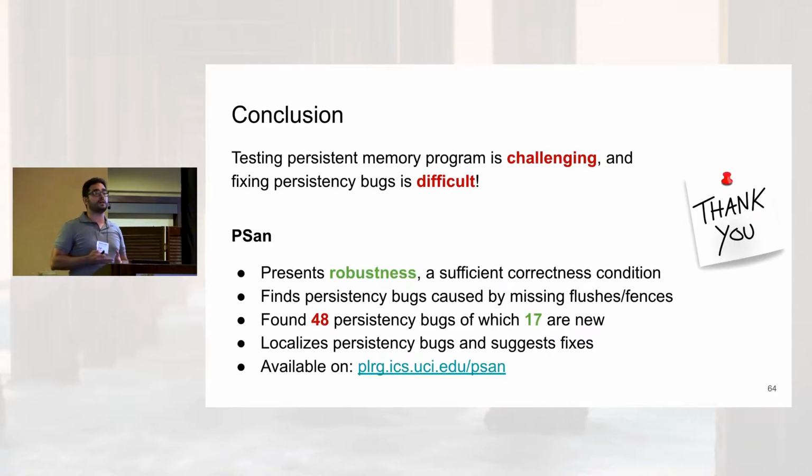To conclude my talk, testing persistent memory programs is very challenging, and fixing persistency bugs without any tools is very difficult. As a solution, we present robustness as a sufficient correctness condition, and we develop PSan to check robustness in programs to find bugs that are caused by missing flush and fence instructions. PSan could find 48 persistency bugs, 17 of which haven't been reported before. Our tool can localize each bug and then suggest the correct fix for each one of them.